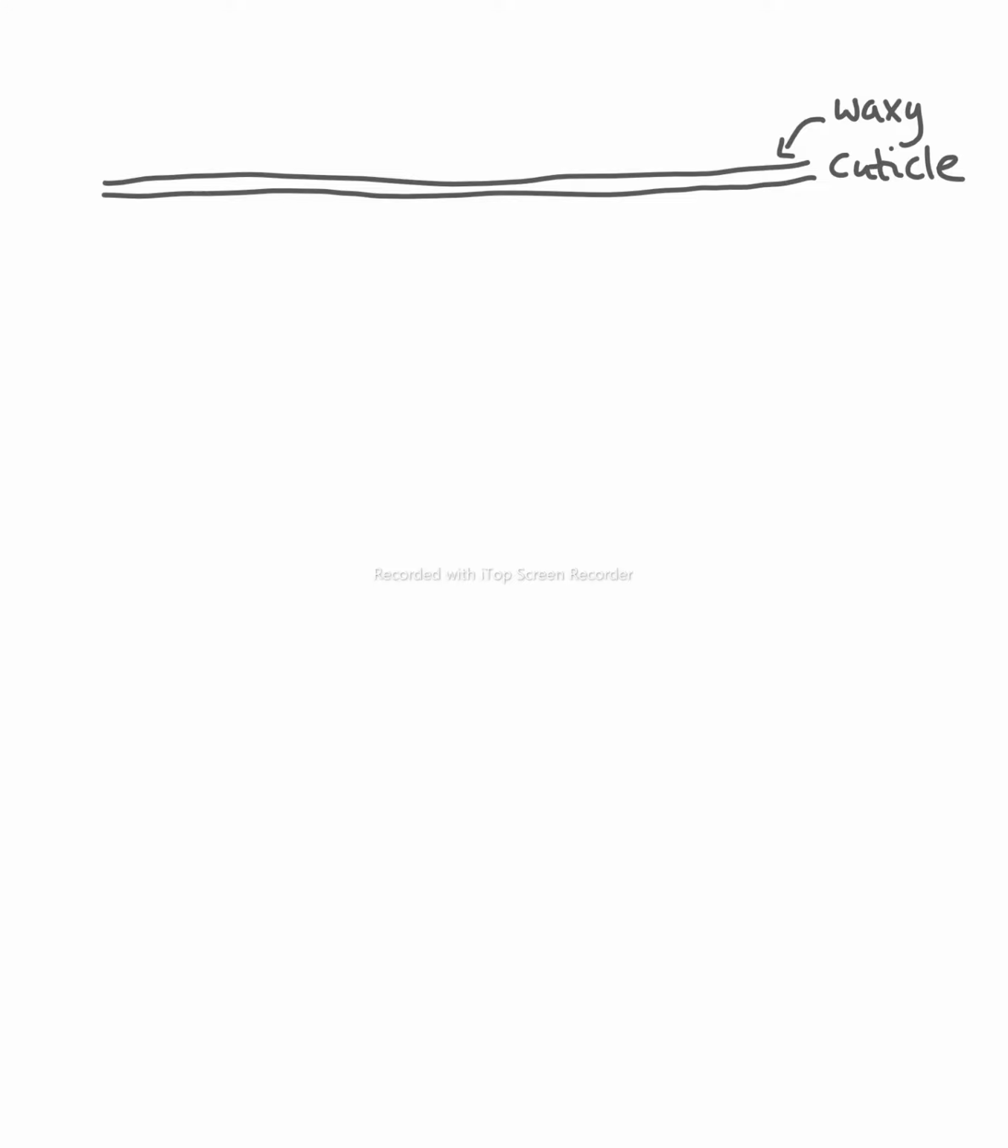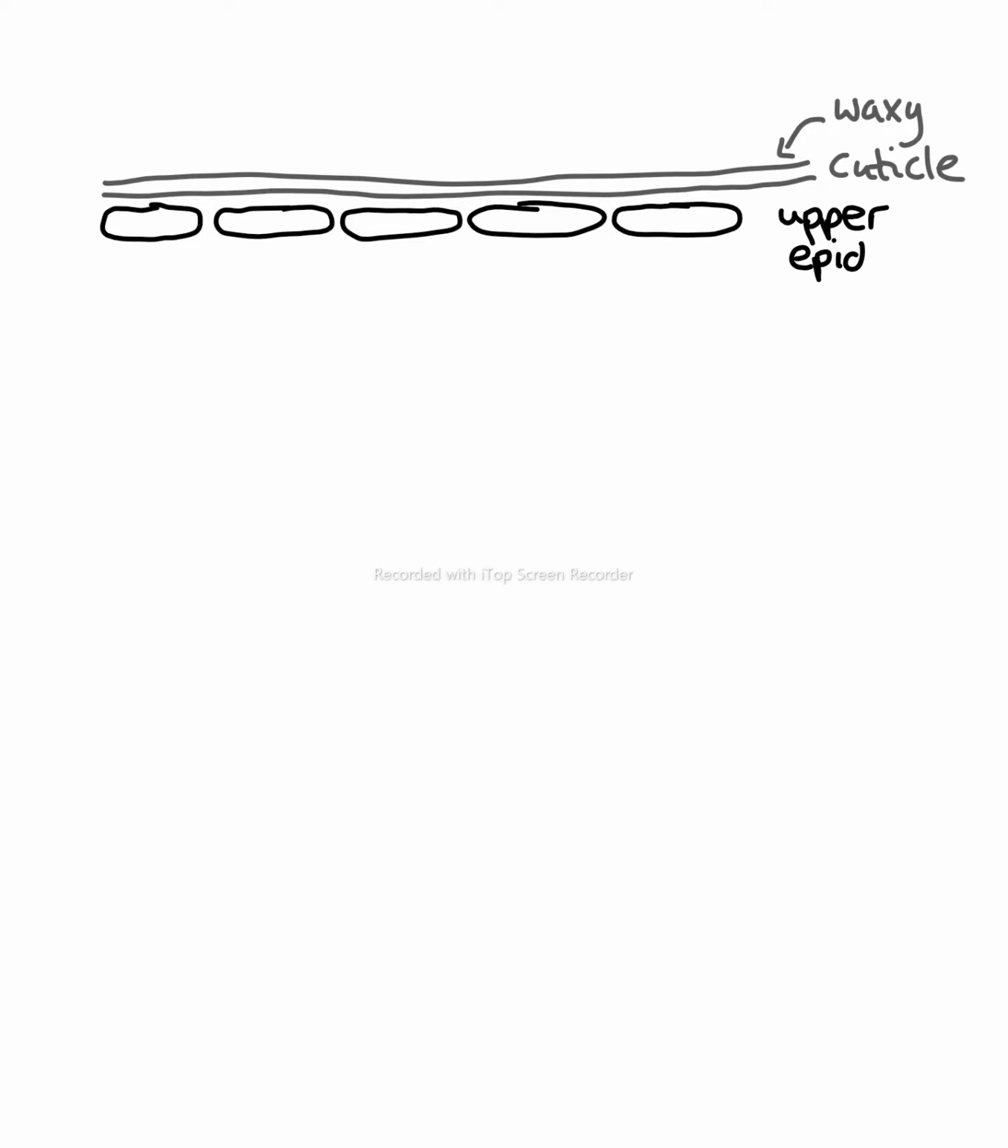Right, then you have the upper layer of cells, and these are transparent. So we can just call that the upper epidermis, a layer of cells in the upper epidermis. These are transparent, but we'll come to that.